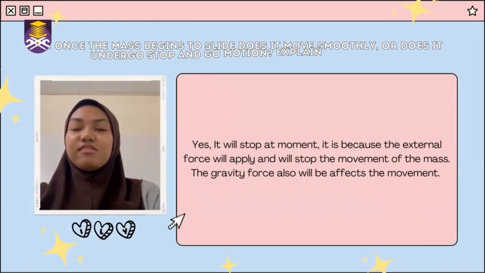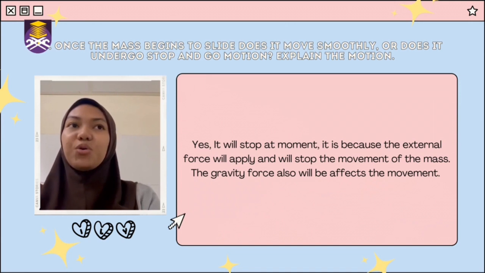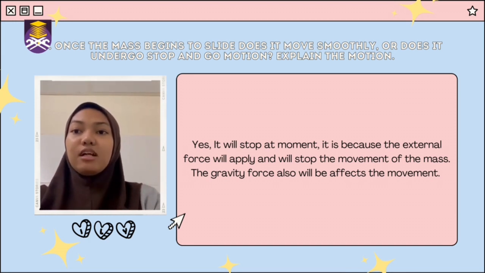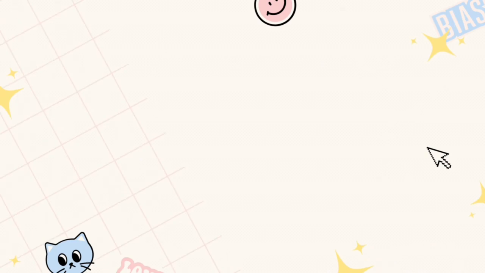Once the mass begins to slide, is the motion smooth, or is there stop-and-go motion? Explain the motion. Yes, it is stop-and-go, because the external force applied will stop the movement of the mass. The gravity force will also be felt in the movement.